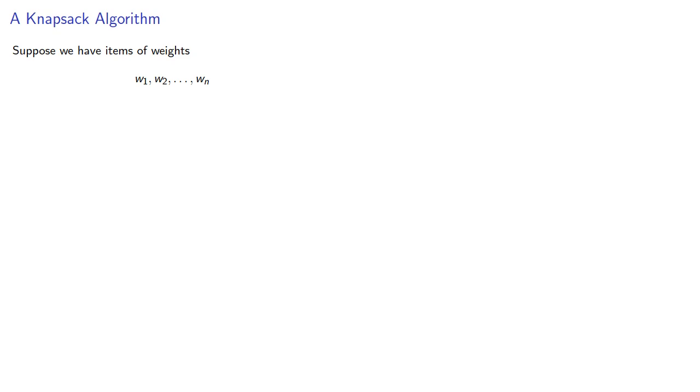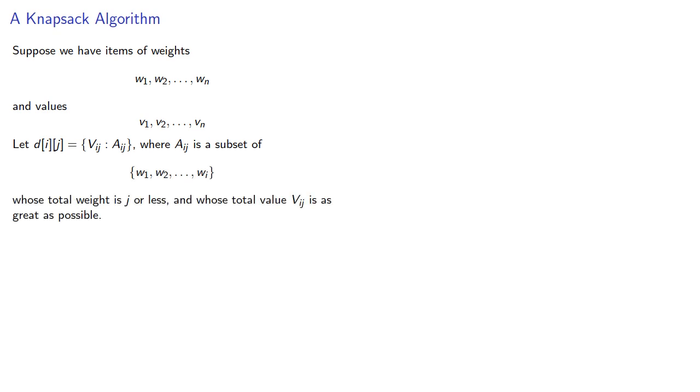So suppose we have items of weights w1 through wn and values v1 through vn. Let A(i,j) be a subset of the first i items whose total weight is j or less, and whose total value is as great as possible.